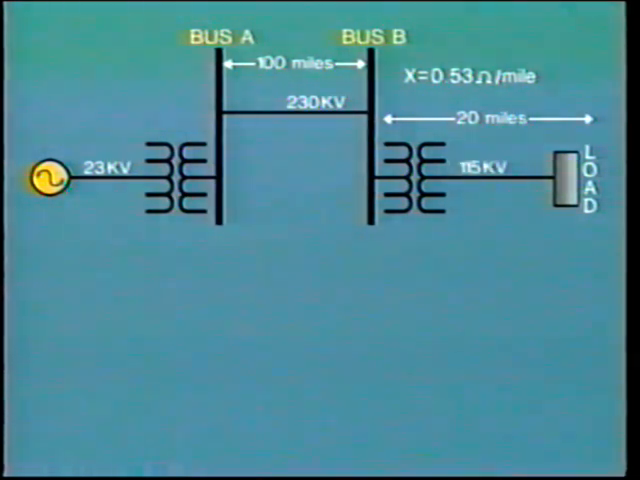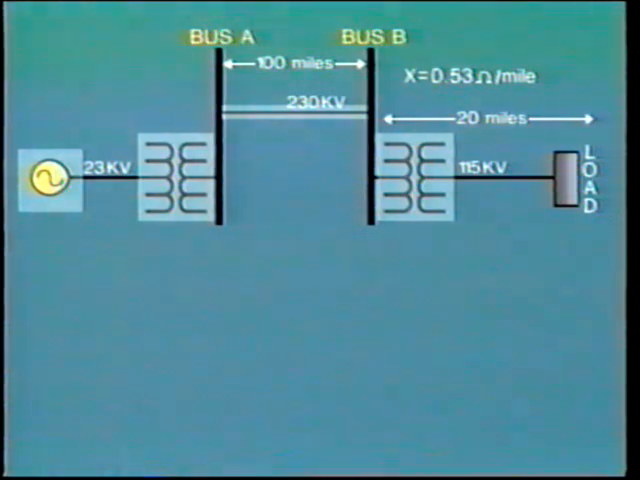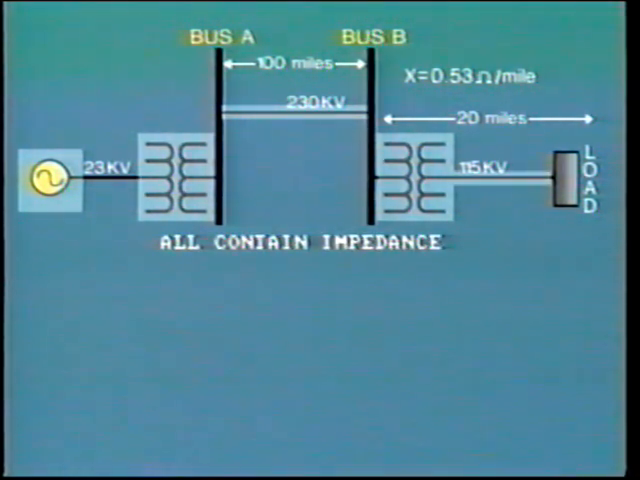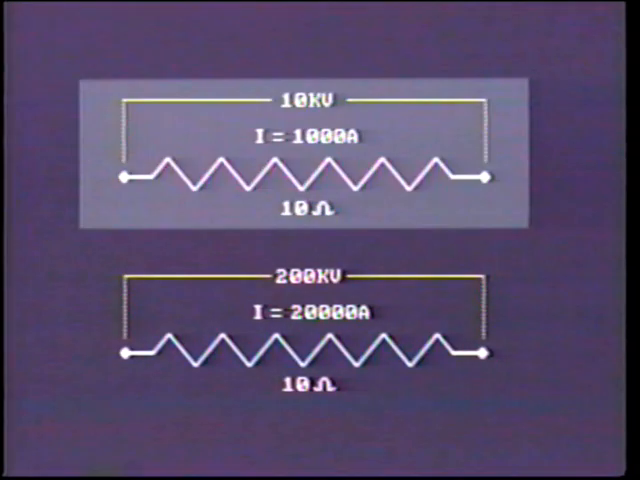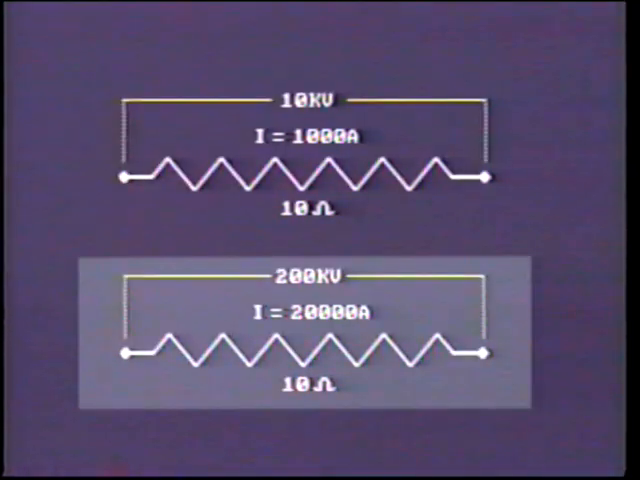And each of these components of the circuit, the generator, the transformers, the transmission line, and the distribution line, all contain impedance which will contribute to limiting the magnitude of fault current. We cannot simply add the ohmic values of impedances together because they are at different voltage levels. Clearly, the effect of a 10-ohm resistance in a 10,000-volt circuit is much different from that in a 200,000-volt circuit.